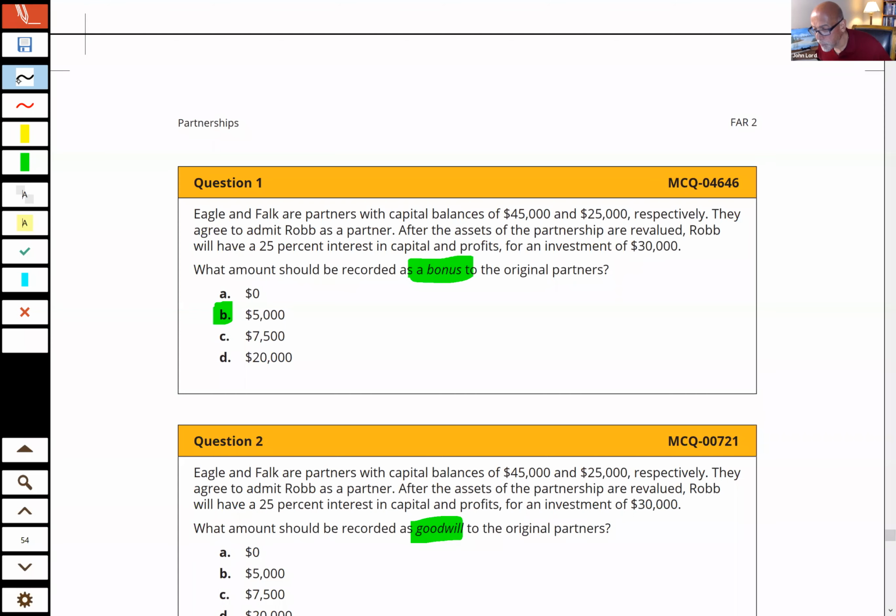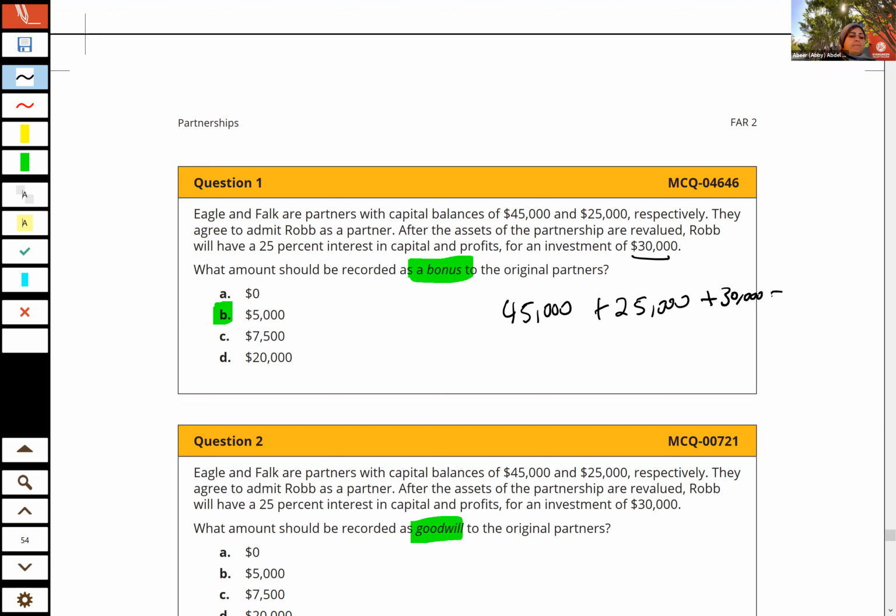So let's just take a look. Eagle and Falk have partner balances of 45 and 25 respectively. They agreed to admit Rob. After the assets of the partnership are revalued, Rob will have a 25% interest in capital and profits for an investment of $30,000. So if 45,000 is sitting in Eagle, I guess, and 25,000 is sitting in Falk, and Rob is going to give what?